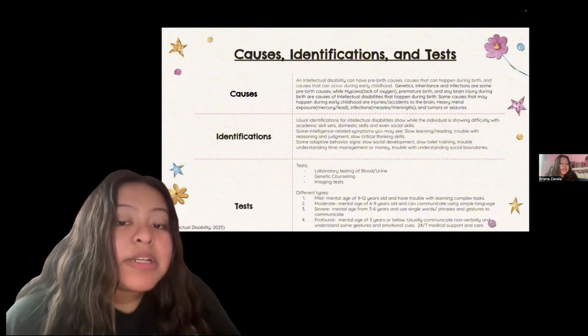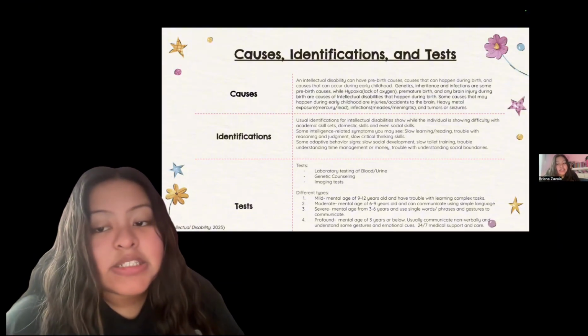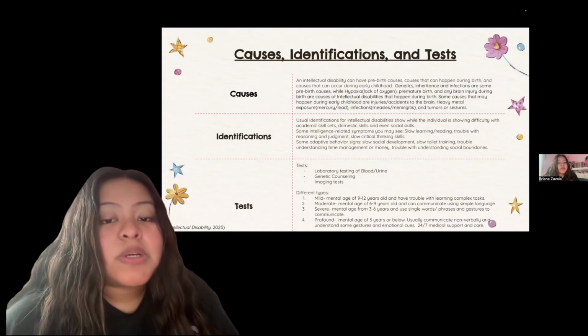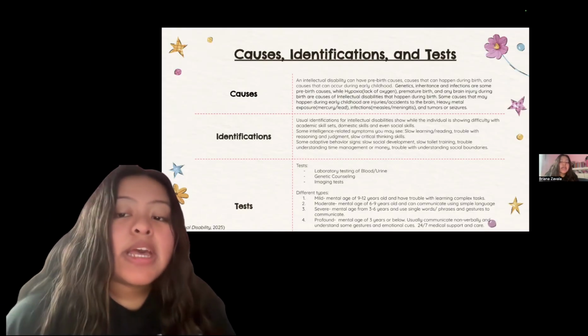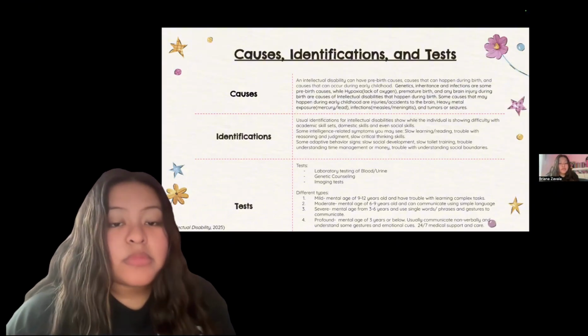Some causes that may happen during early childhood are injuries, accidents to the brain, heavy metal exposure, especially to mercury or lead, infections like measles and meningitis, and tumors or seizures.